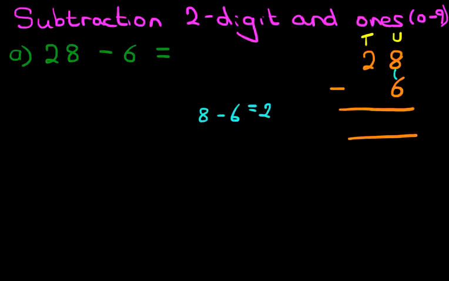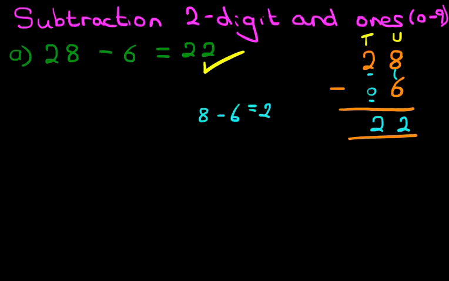You should be in the habit of knowing these off by heart by now. So 8 minus 6 is 2. Now we're going to do the tens. We have 2 minus, well, there's nothing here. So 2 minus 0 is 2. And we have our answer. 28 minus 6 is 22. That is correct. It's as easy as that.